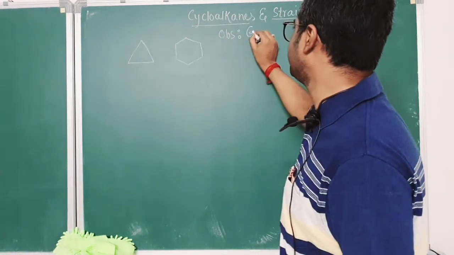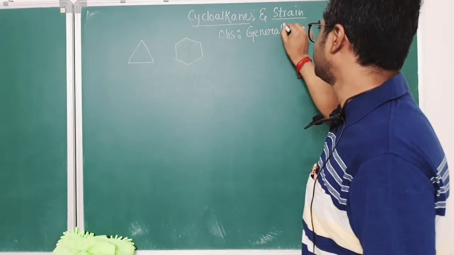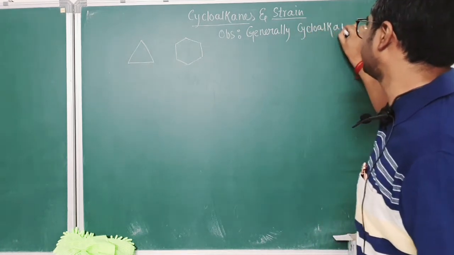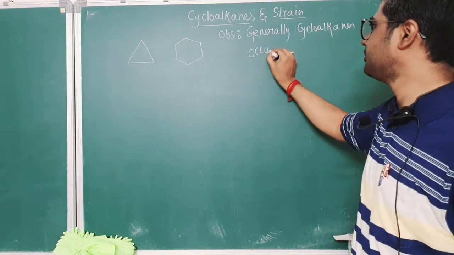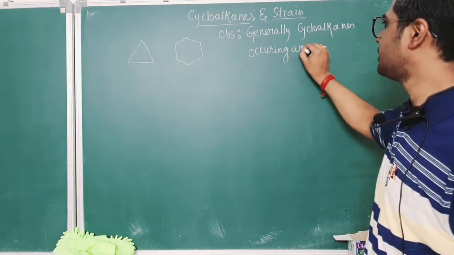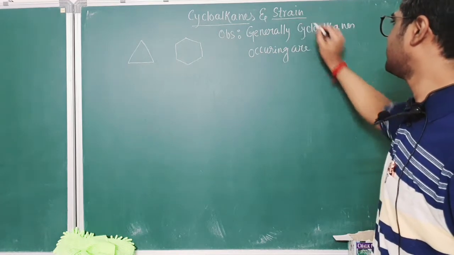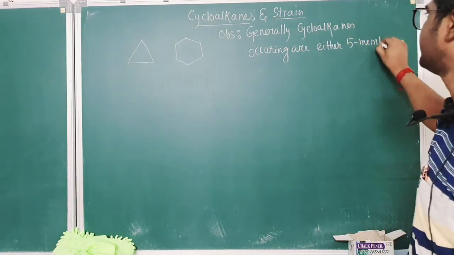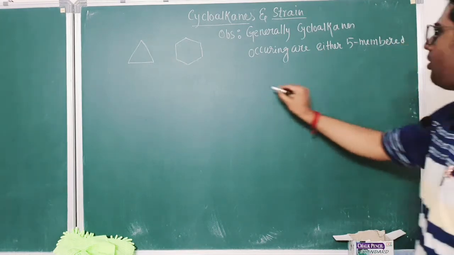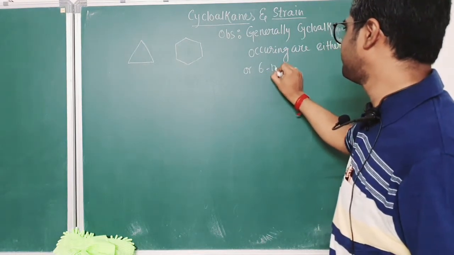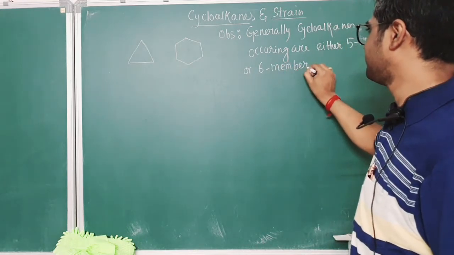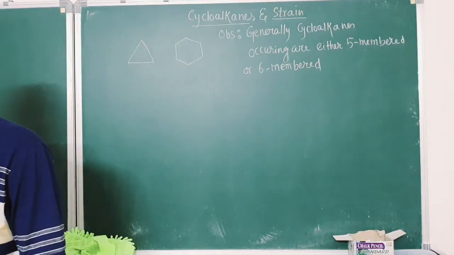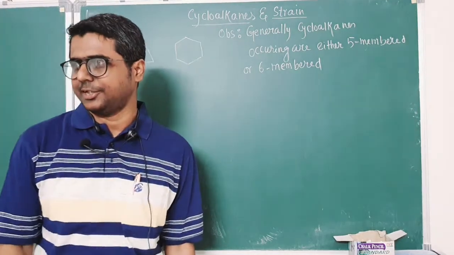that generally cycloalkanes occurring are either 5-membered or 6-membered. Okay, but the number of cycloalkanes occurring as 3-membered or 4-membered are very few. Okay, so this was an observation.